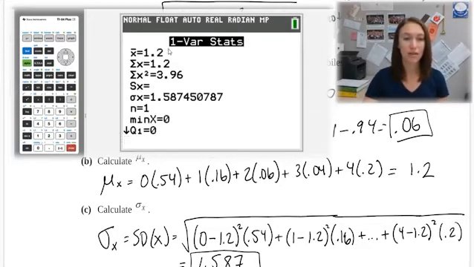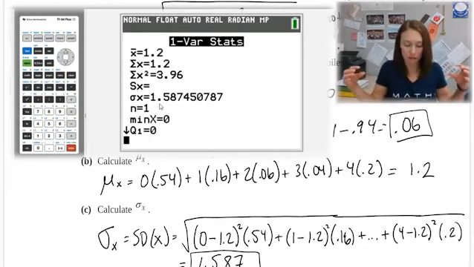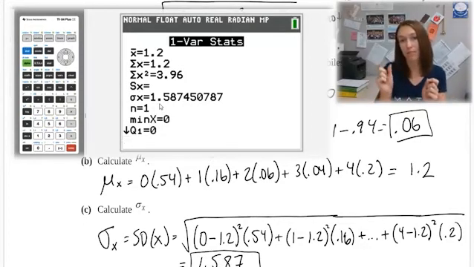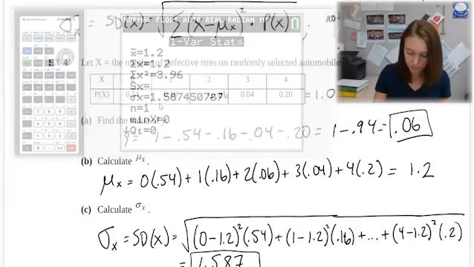Calculate it, and you can see our expected value, our mean x bar at the top, is 1.2, and our standard deviation, sigma x, is 1.587. So this saves you some time. You don't have to plug in that long string of numbers in your calculator, but you do need to write them on your paper. You can do the plus dot, dot, dot, plus in the middle, but you have to have some work on your paper.